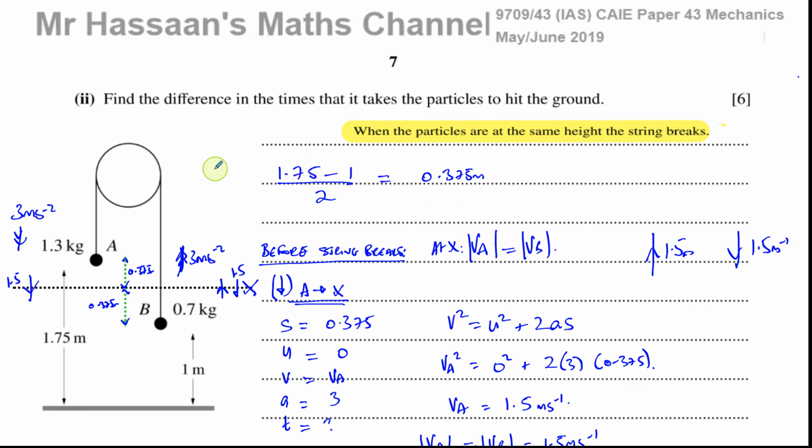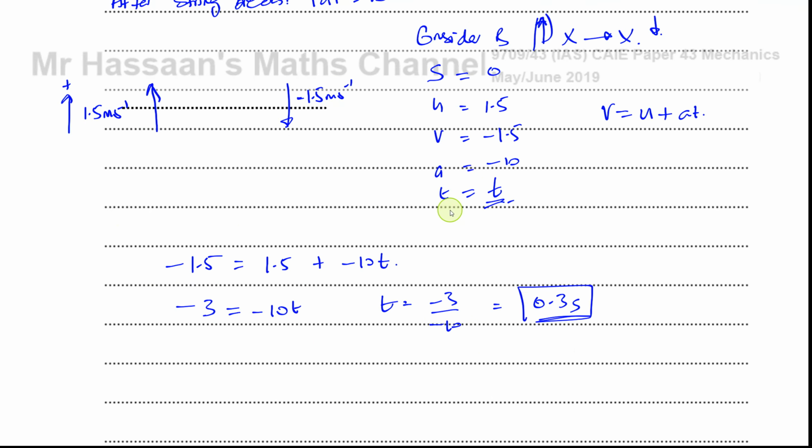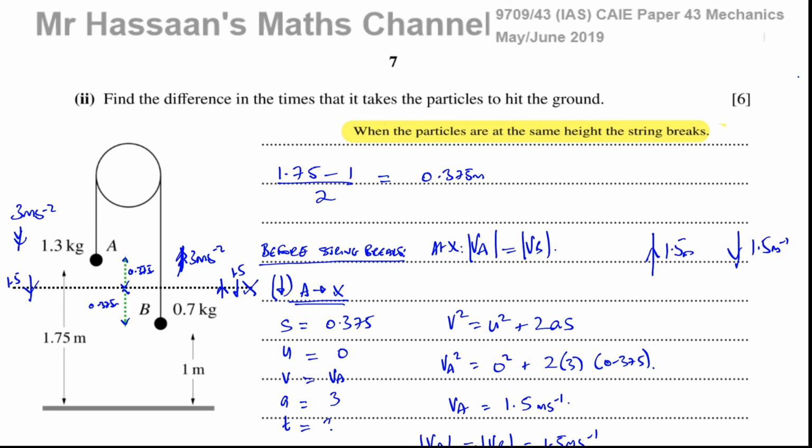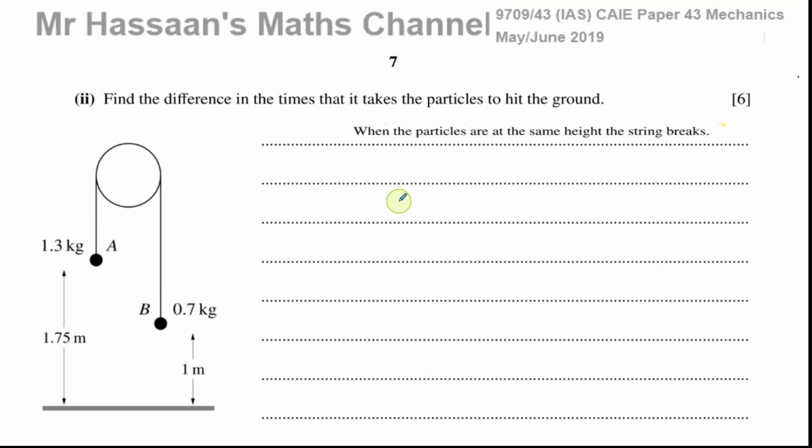Now, I already showed you how to do part 2 by using SUVAT. Now I'm going to show you how to do the beginning part of part 2 by using work energy, to work out something that we need to find out before we answer the question.